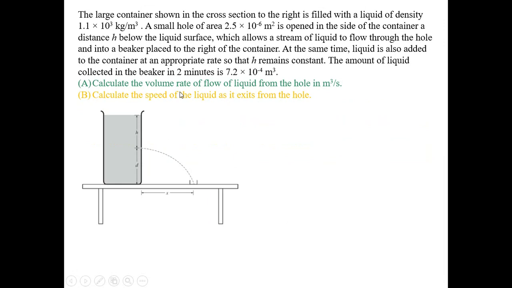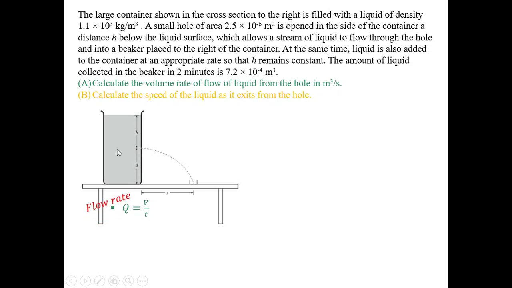Part A asks us to calculate the flow rate from the hole in units of meters cubed per second. Based on the information given, I am given the volume of the water that's collected, and I'm given the time, which is 2 minutes. So I know volume, I know time. To do part A quickly, I know that flow rate is volume over time. Time is 2 minutes, volume is 7.2 times 10 to the negative 4 meters cubed.